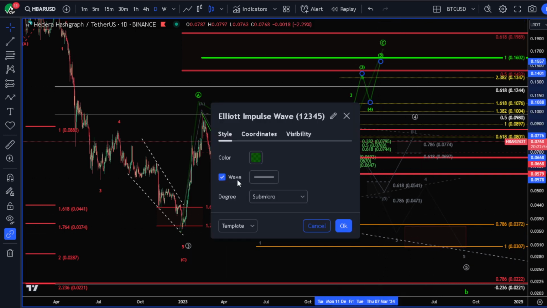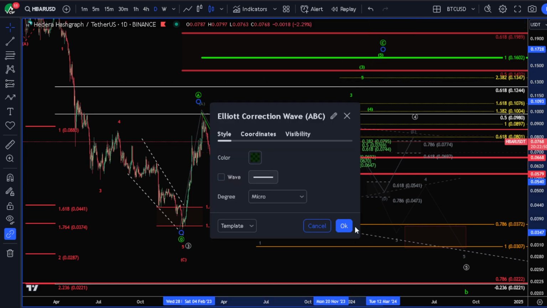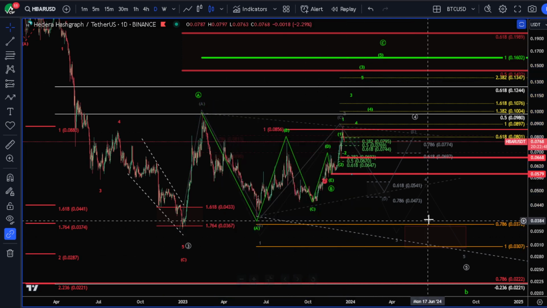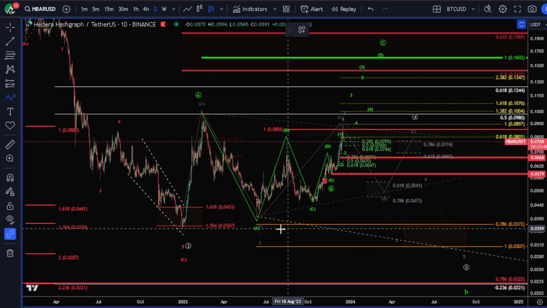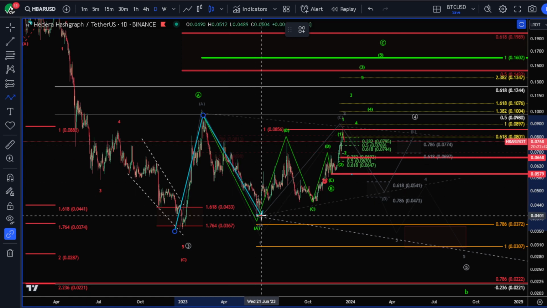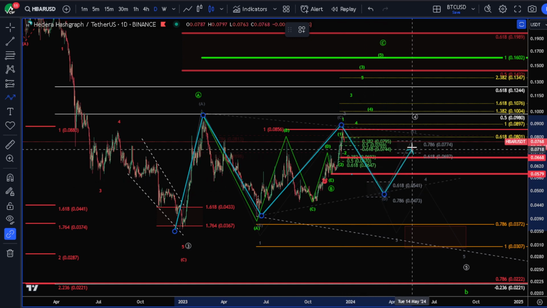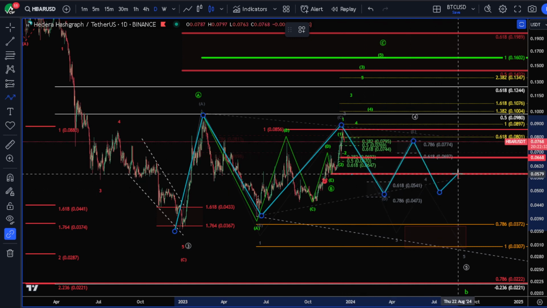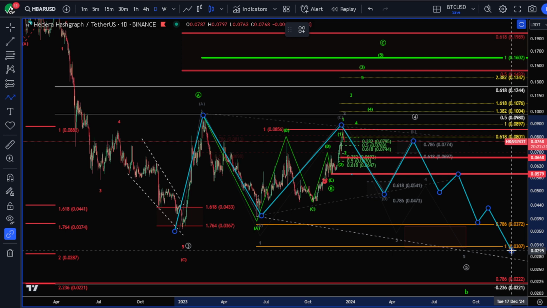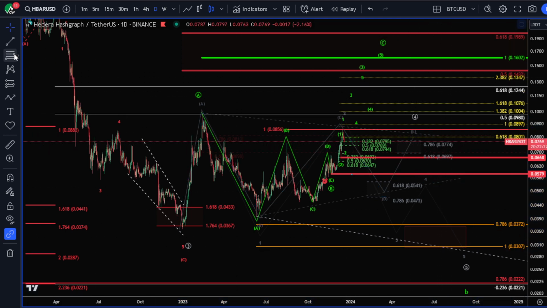Now, alternative counts I'm keeping an eye on in case we break market structure and start heading to the downside is this as a wave 4 triangle. We've had a pretty deep C wave here, come up for our E, drop down for our fifth, like so. So that's the first one I'm tracking.